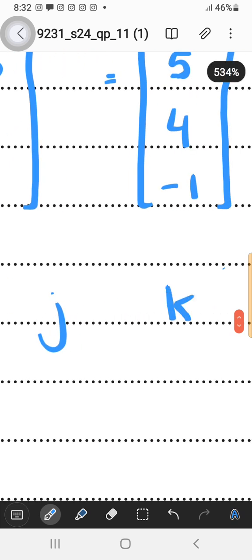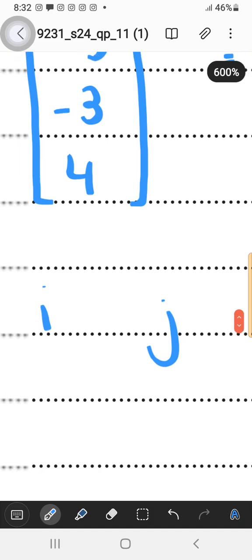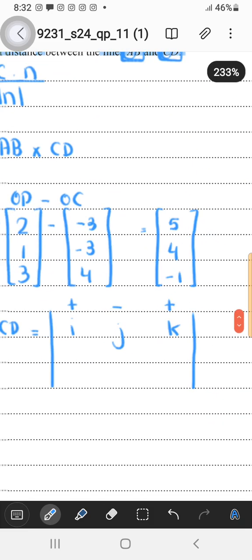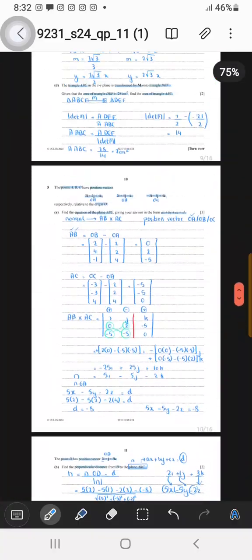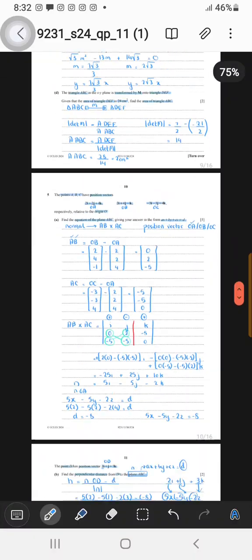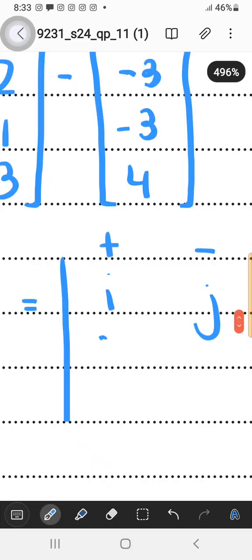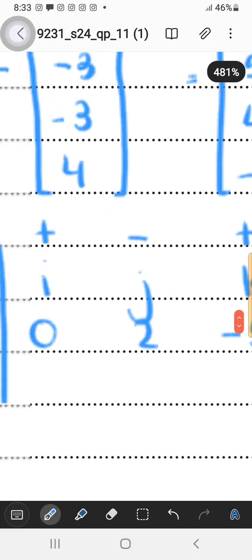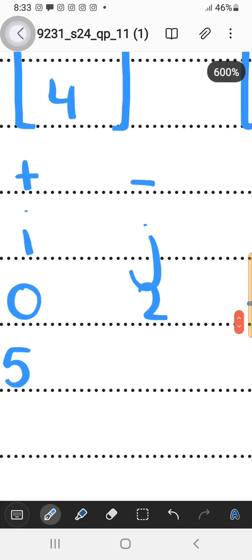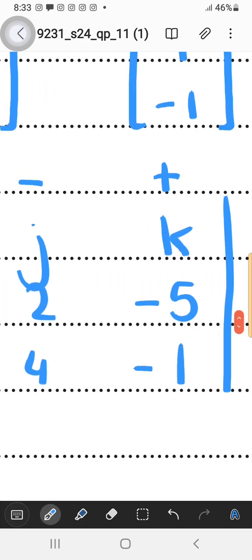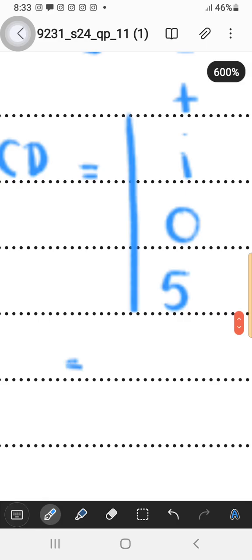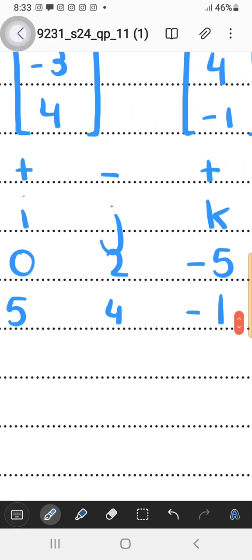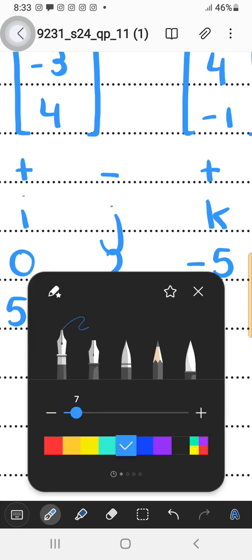Then IJK, I told you there will be plus, there will be minus, there will be plus, okay. And let's write AB. We have to find out AB here. 0, 2 and minus 5. And then 5, 4 and minus 1. Now we will find IJK, okay. Now I will make it simpler. I will not solve it bit by bit. I will show what you have to do.